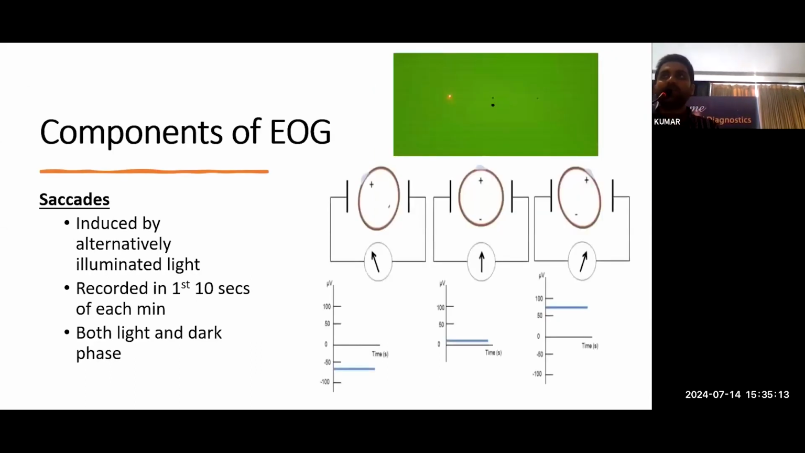So what are the primary components of an electrooculography? First is the saccades. The saccades are usually recorded in the first 10 seconds of each minute, and as shown in the Ganzfeld dome, those two fixation points on either side of the center of the eye usually stimulate these saccades. In both light and dark phases, saccades are recorded.